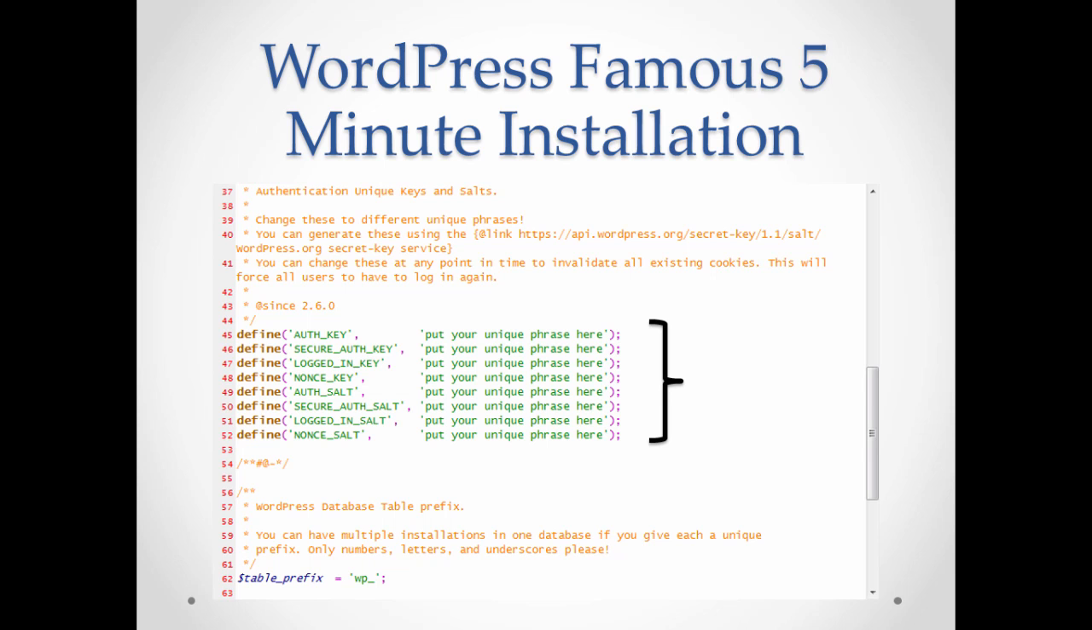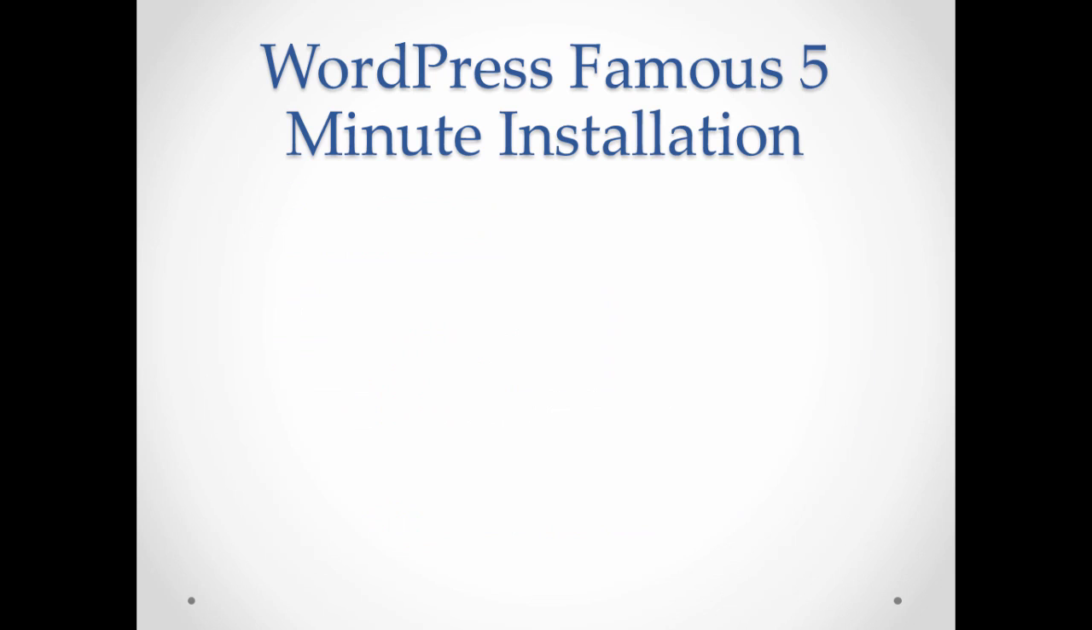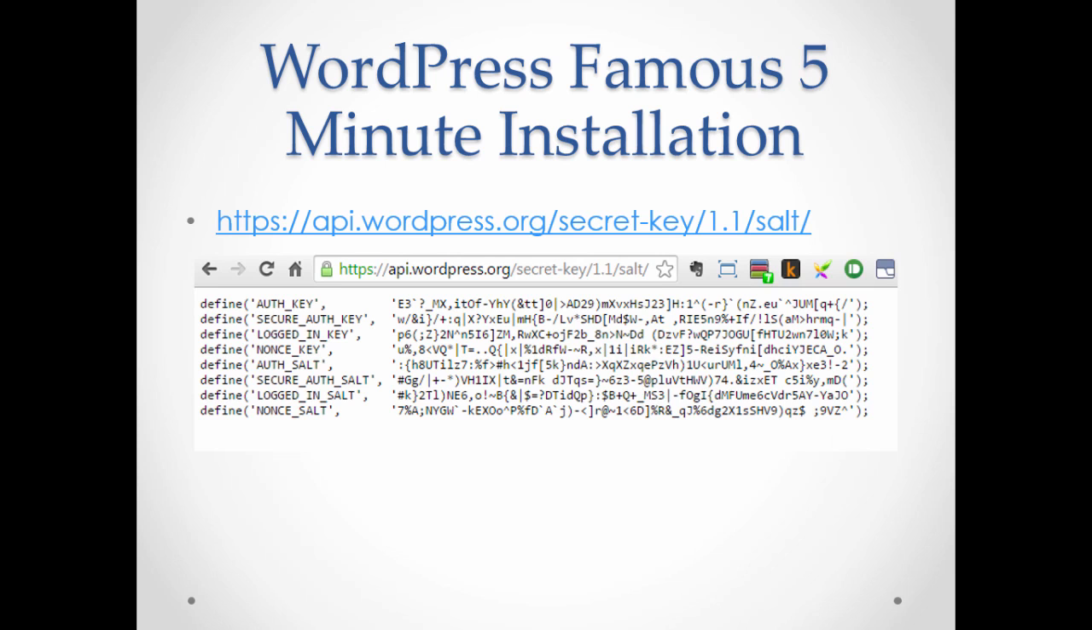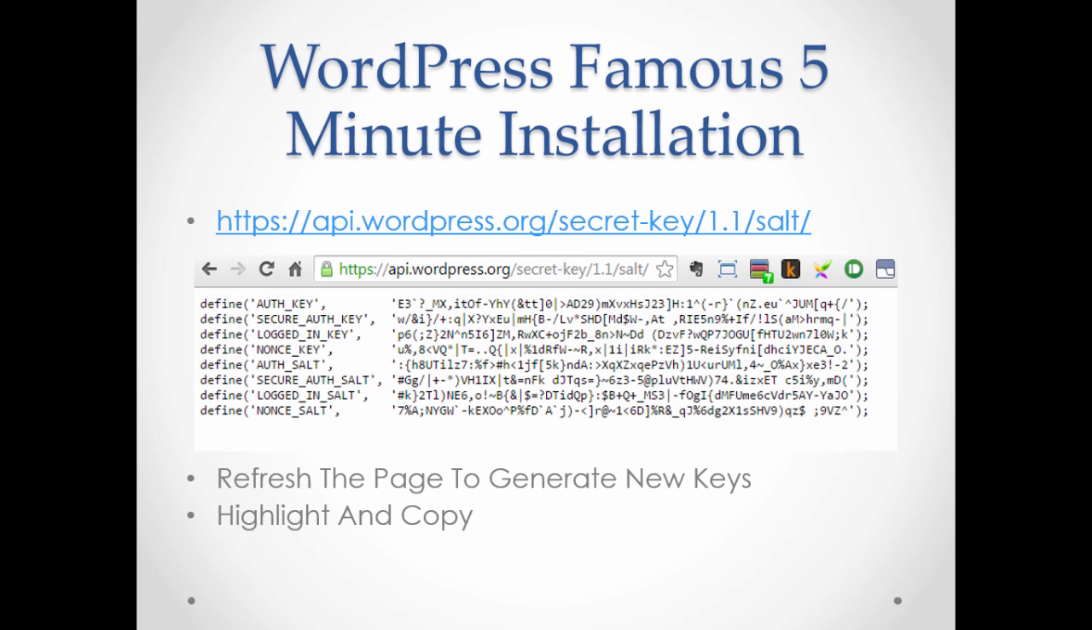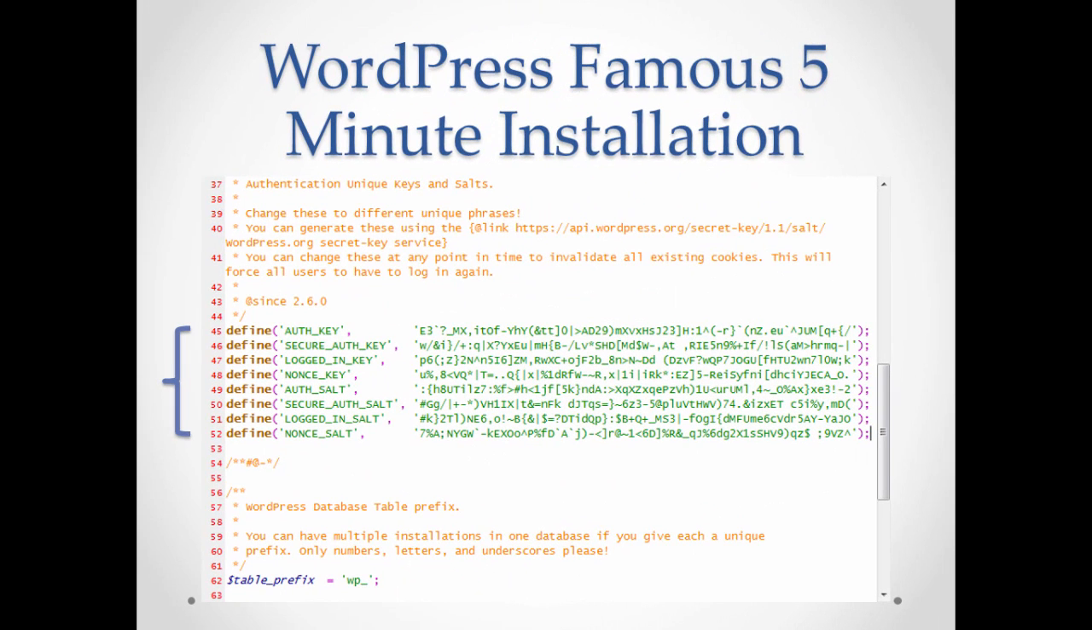If you look in the commented area above where the keys go, you'll see a URL. Copy and paste that address into your web browser. When you go to that address, it will present you with a window that contains something like this. Every time you refresh the page, you generate a new set of keys. To use these keys, just highlight and copy the contents of the window. Go back to the file you've been editing and paste everything you just copied over the entire block.